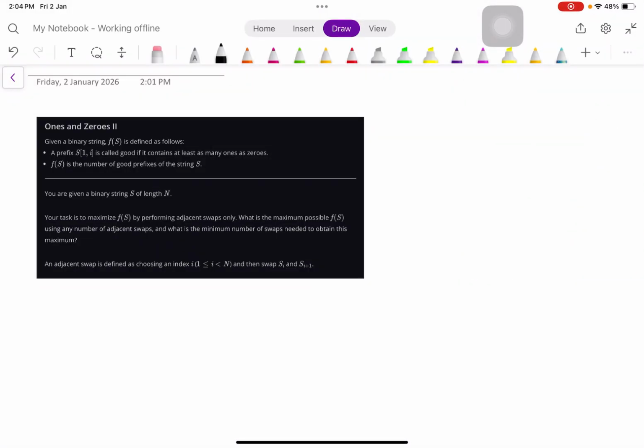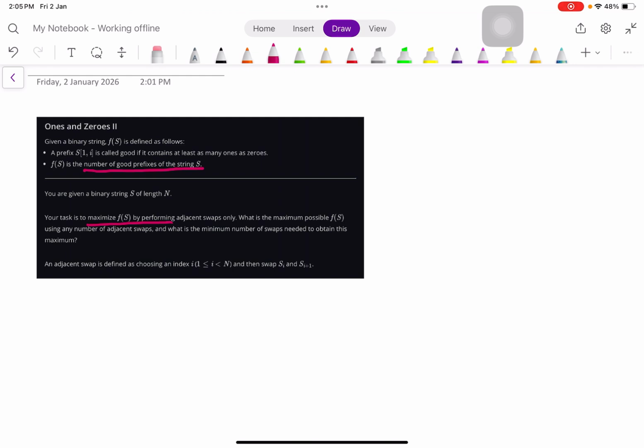The next problem that we're trying to solve is Ones and Zeros 2. In this problem, we are given a binary string s, and we are supposed to find the max value of f(s). f(s) is a function which tells us the number of good prefixes of the string s.